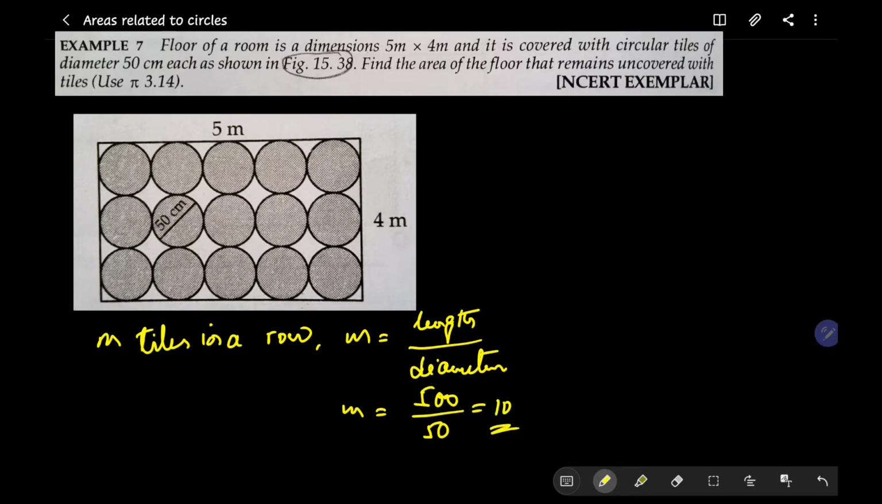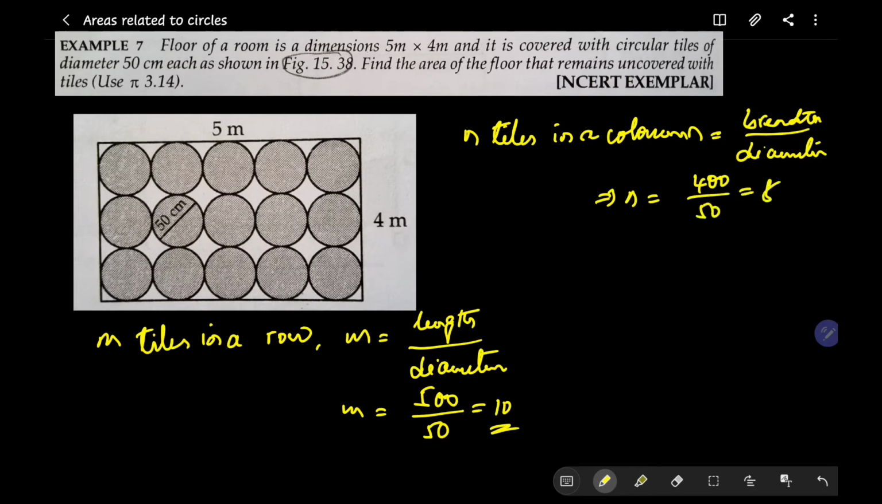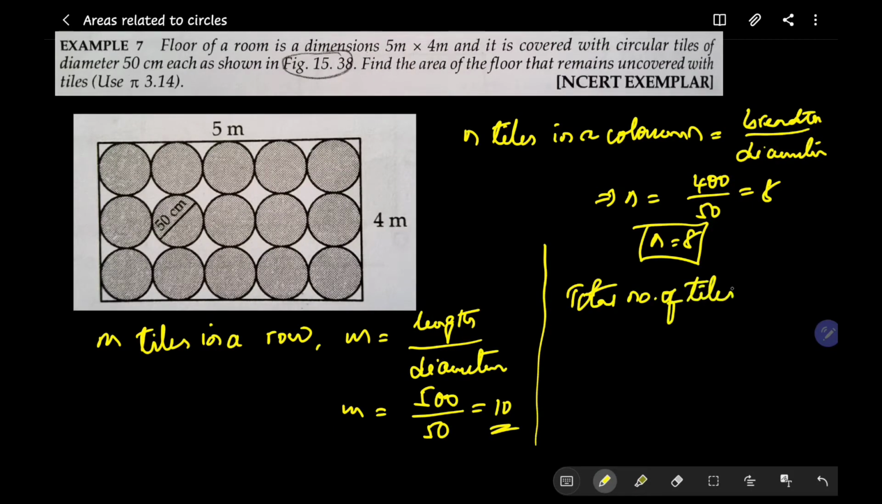Let us assume there are m circles in a row, and this can be obtained by dividing the length of the rectangle by the diameter of the circle. In the same way, let n be the number of circles along the breadth of the rectangle. For this, we divide the breadth of the rectangle by the diameter of the circle. Thus, we get the m and n values as 10 and 8 respectively. Multiply these two values to get the number of circular tiles laid on the floor.